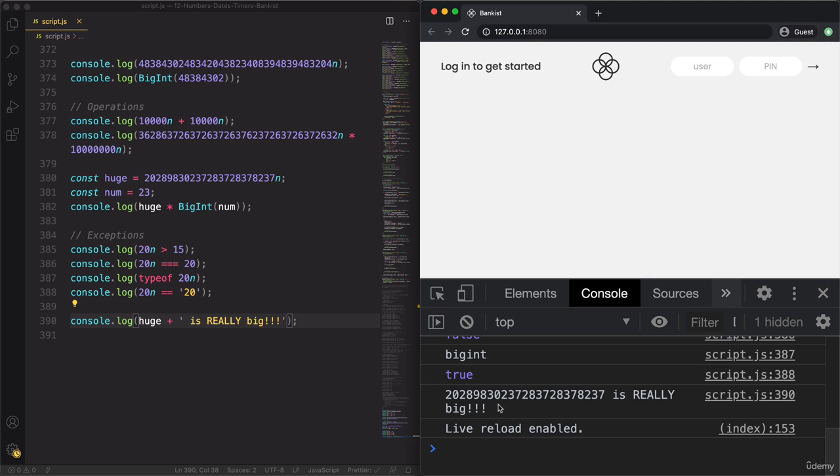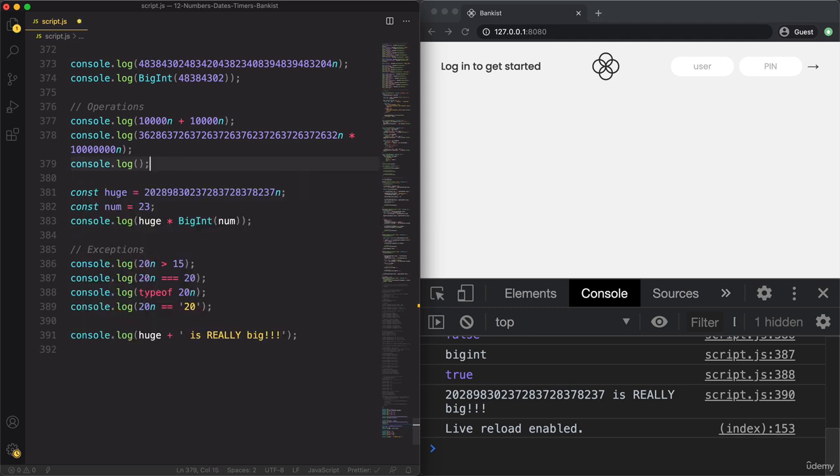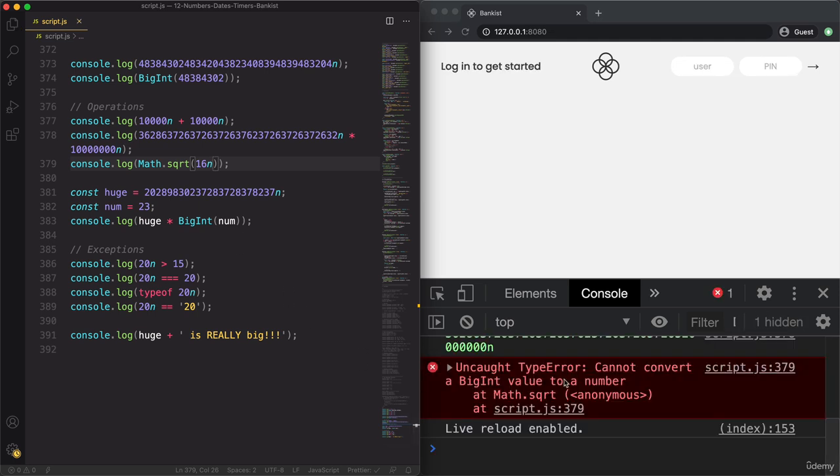Okay. Now, one other thing that I didn't tell you up here is that also the math operations that we talked about earlier are not going to work here. For example, we cannot take the square root like this, sqrt of 16n. All right, so that doesn't work.